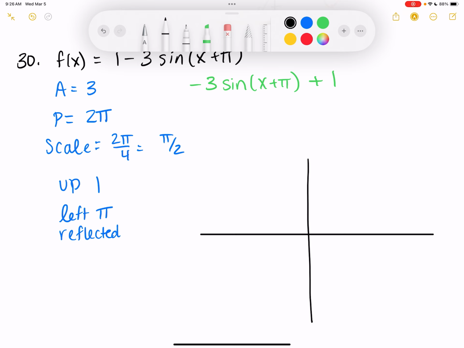So I've got an amplitude of 3. I know it's going up 1, so I'm going to go to 4 on the y-axis. Period's 2 pi. I'm counting in increments of pi over 2. And I know that I'll be going left pi, so I need to do some markings on the left side for this one. I need to go all the way to negative pi since I'm going to be going left pi.